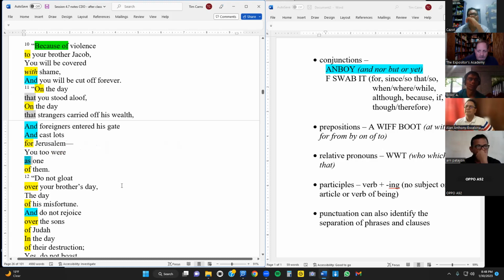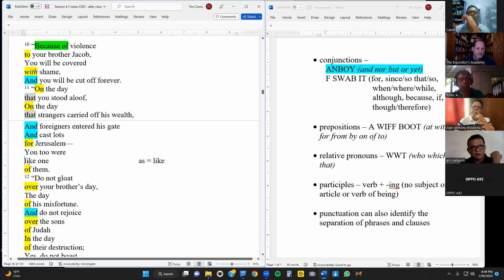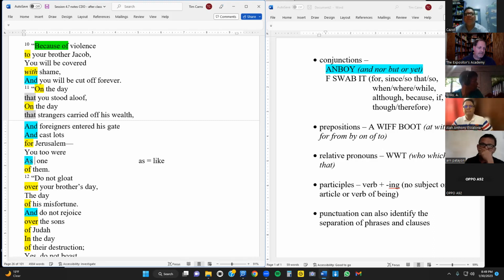Now, this word "as" often functions like a conjunction, as Pastor Allen indicated, but sometimes the word "as" can mean "like." So how will we know? Well, put the word "like" here and see if it makes sense: "You two were like one of them." Does that make sense? Yeah, like a simile. So here I think "as" is not functioning as a conjunction.